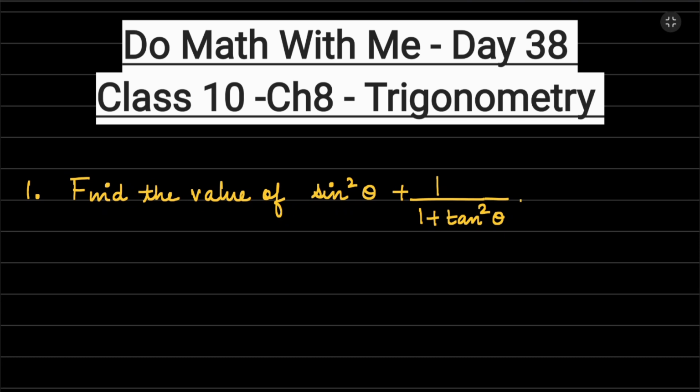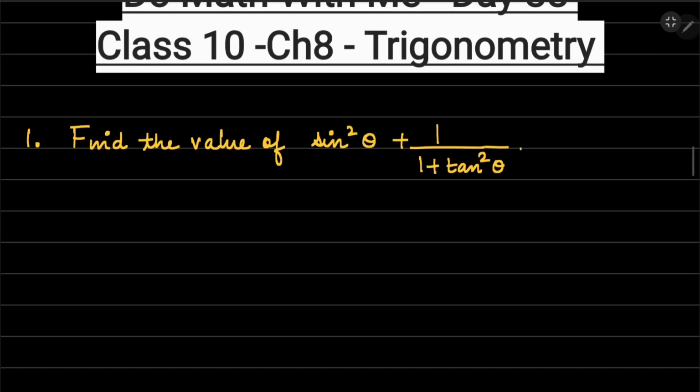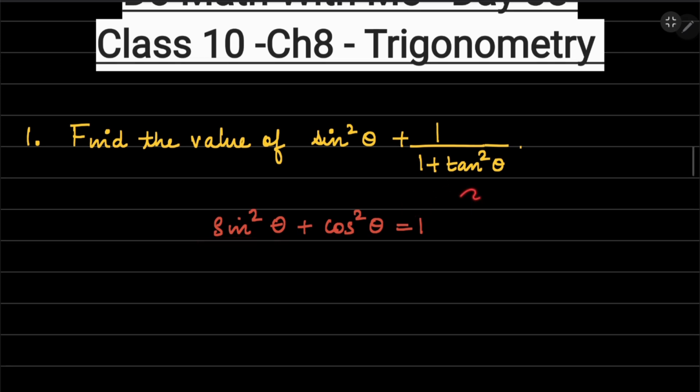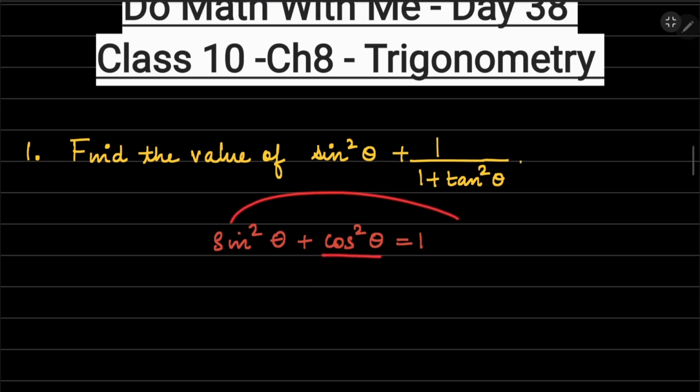Let's get started. Okay, the first question is, find the value of sine square theta plus 1 by 1 plus tan square theta. Now here there are certain identities that you should know. The very first identity is sine square theta plus cos square theta is equal to 1. Okay, this is one thing which you have to remember. So if you are asked to convert sine to cos, you can write sine square theta equal to 1 minus cos square theta. Or if you are asked to convert cos in terms of sine, you can write cos square theta equal to 1 minus sine square theta. This is one of the identities which you should remember.